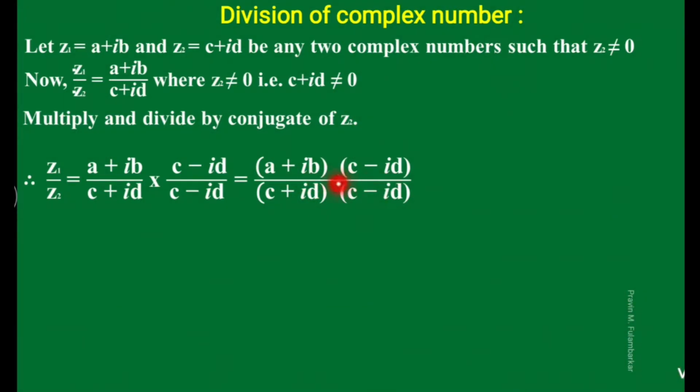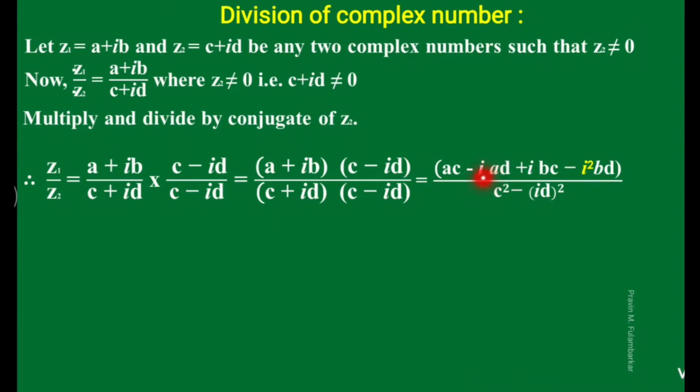Now we multiply these two brackets, but if you observe the denominator, it is in the form of a plus b, a minus b. So in the denominator we have to use the a square minus b square form. So first we multiply the numerator. If we multiply a by c, we write ac. If we multiply a by id, we write minus i into ad, because the sign is minus here. So i into a into d.